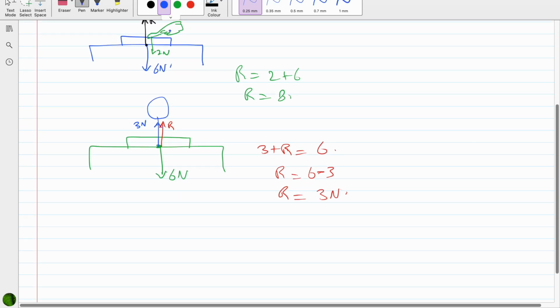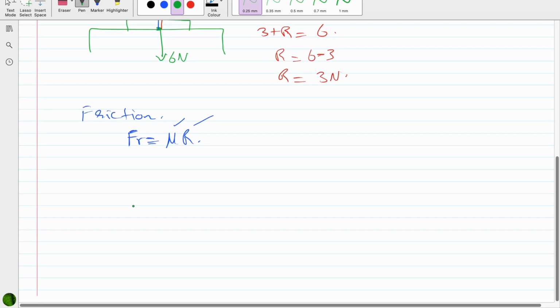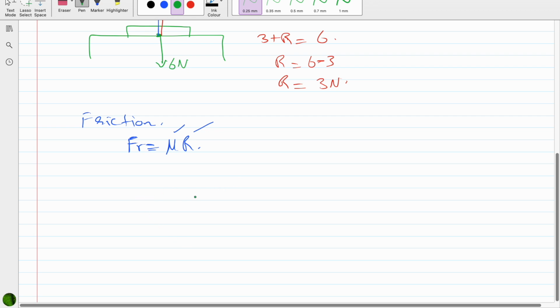Another thing which would be added is friction. The formula for that is friction is equal to mu R, where R is the contact force and mu is the coefficient of friction between the object and the surface. The greater the coefficient of friction, the greater would be the friction. And we will have mostly two cases.